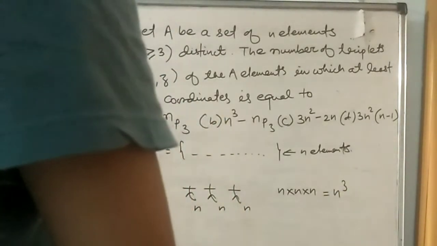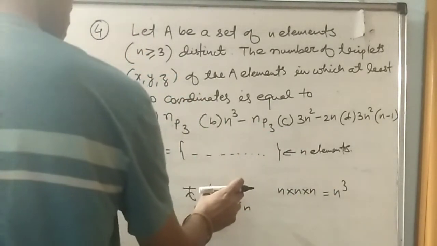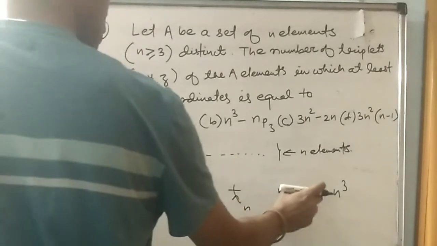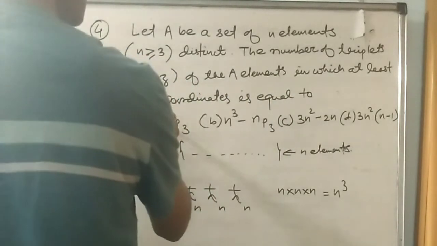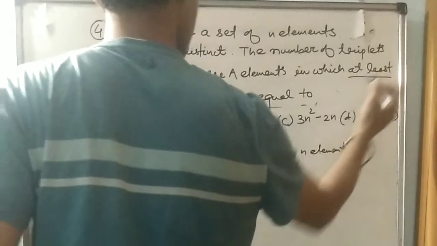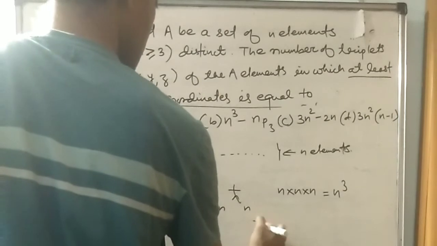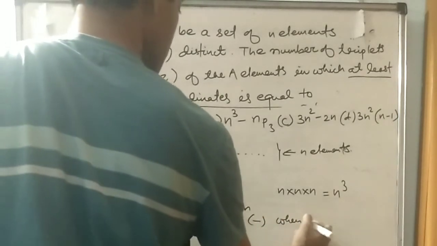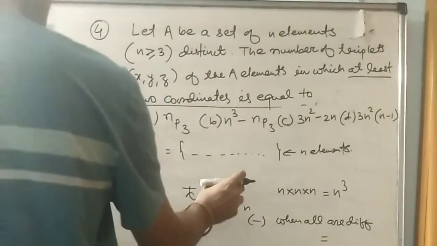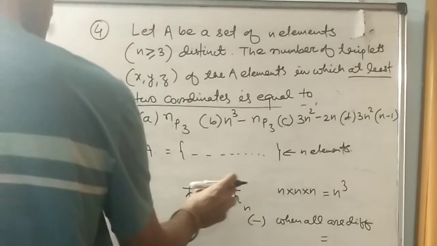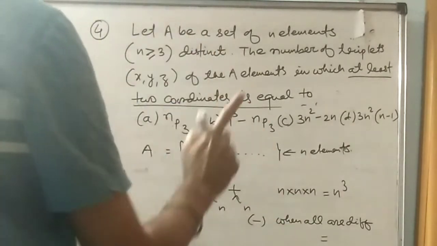which obviously includes all the possible cases, like distinct, 2 different, 2 same, 1 different. So to find the number of cases in which we have at least 2 coordinates equal, we'll subtract when all are different. Then obviously we get cases like these 2 are same, these 2 are same, and then first and last are same. So this will be easier, just directly remove when all are different.